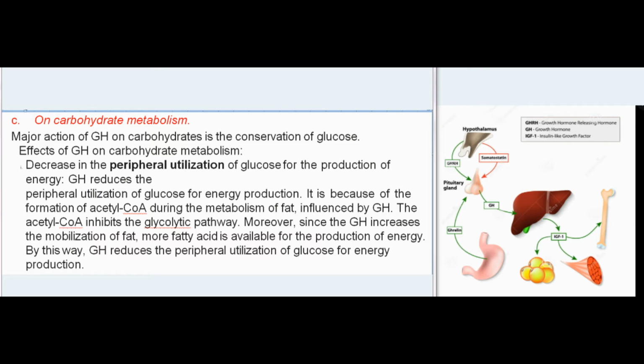On carbohydrate metabolism. Major action of GH on carbohydrates is the conservation of glucose. Effects of GH on carbohydrate metabolism: decrease in the peripheral utilization of glucose for the production of energy. GH reduces the peripheral utilization of glucose for energy production. It is because of the formation of acetyl-CoA during the metabolism of fat, influenced by GH. The acetyl-CoA inhibits the glycolytic pathway. Moreover, since the GH increases the mobilization of fat, more fatty acid is available for the production of energy. By this way, GH reduces the peripheral utilization of glucose for energy production.